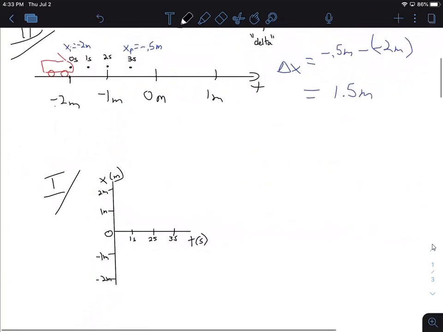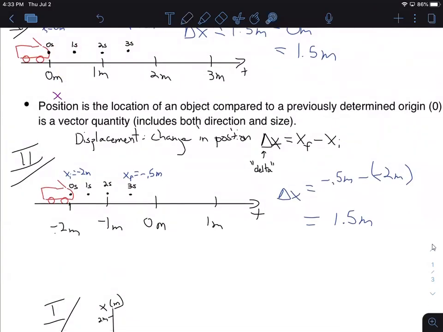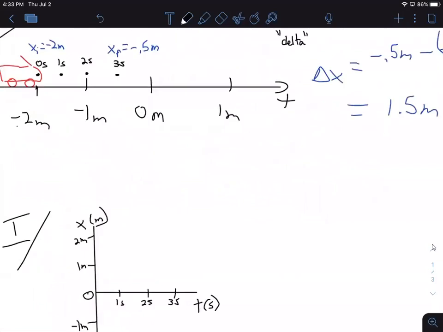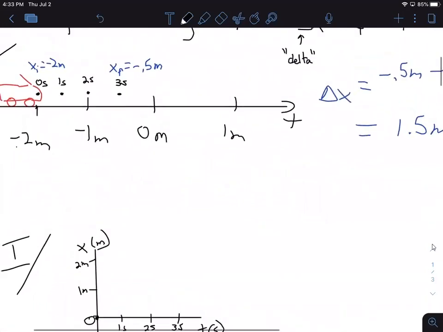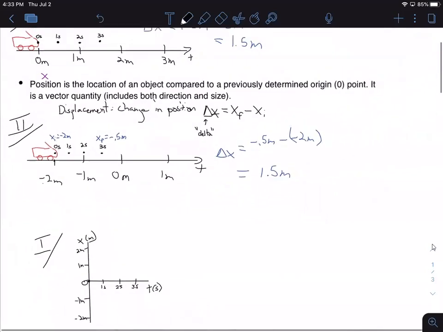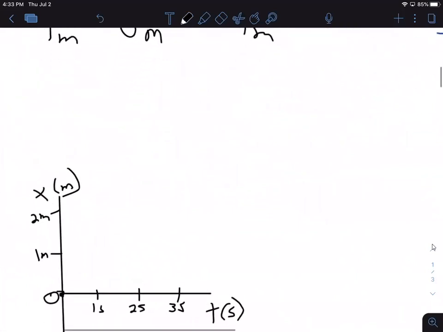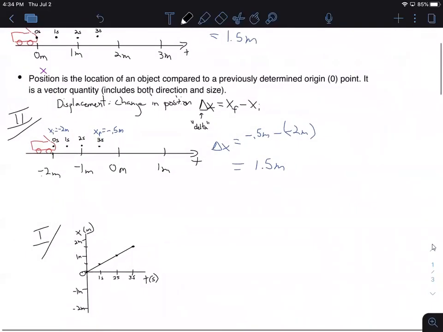And now I'm just going to straight up use the dots on my motion diagram to fill in my graph here. So at 0 seconds, I'm at 0 meters, easy. At 1 second, I'm at half a meter. 2 seconds, I'm at 1 meter. So it's at half a meter, 1 meter. 3 seconds, I'm at 1.5 meters. And we'll see that that makes, obviously I'm not perfect at drawing it, but you get a nice straight line. This would be my position versus time.